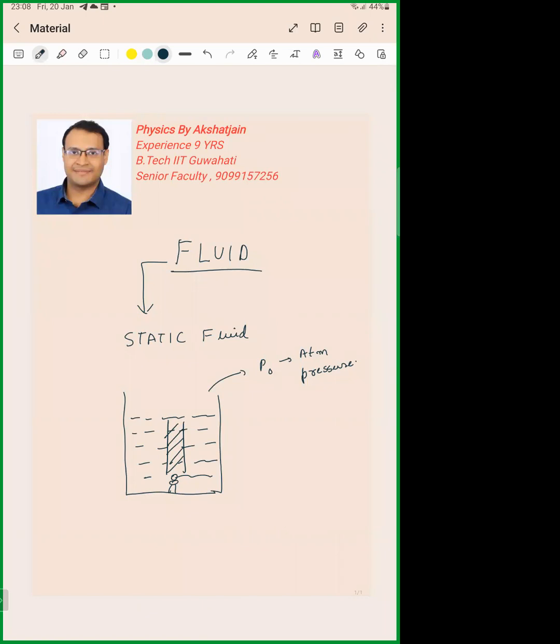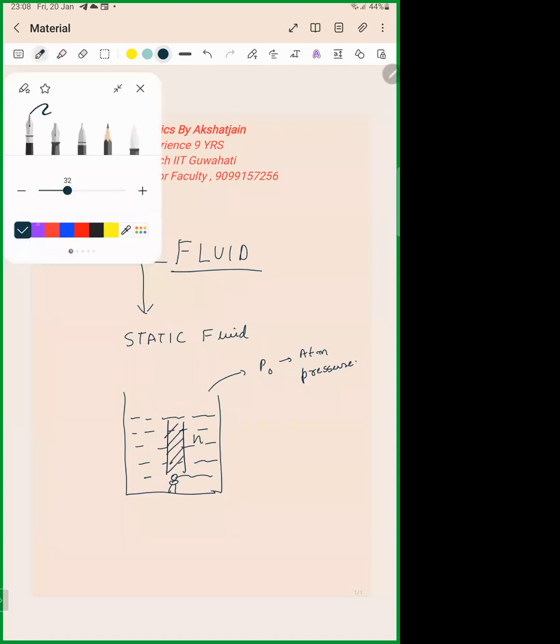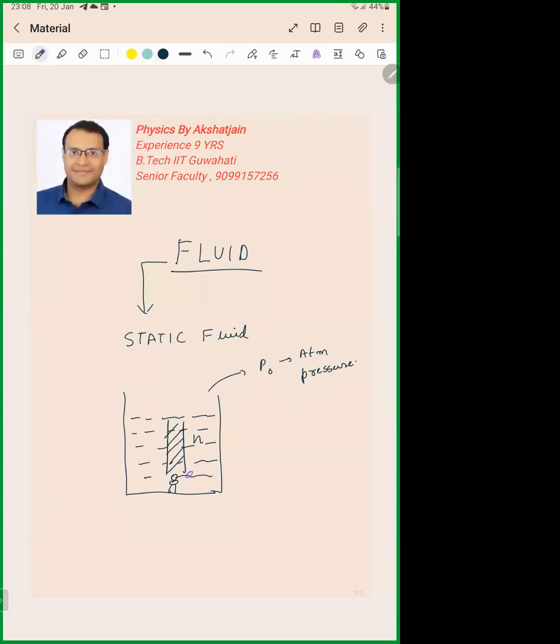So in any fluid, at a height h, if somebody asks me what is the pressure here, तो यहाँ पर pressure आएगा P naught plus rho g h. This will be the pressure, where h is the height of the liquid column, rho is the density of the liquid, g is the gravity. You got my point. So this is how the pressure comes at that particular level. At different levels within a fluid, the pressure is different, right?